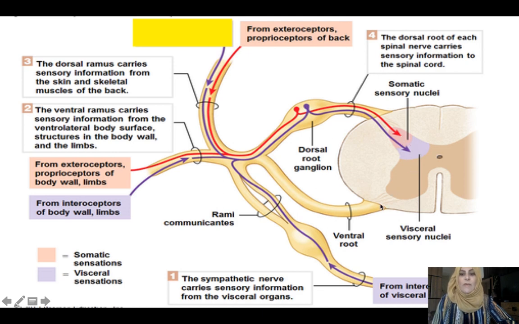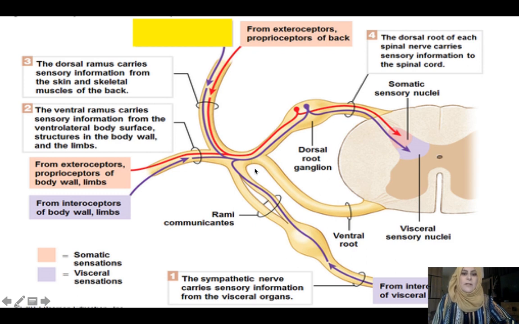From it, we have roots. I will have the ventral root and the dorsal root. Both of them will unite to form the spinal nerve. So the spinal nerve is a mixed nerve of both motor and sensory. As you notice here, for each dorsal root, I have a dorsal root ganglion, which is a site where there will be synapse. Okay, this is specific only to the sensory part.